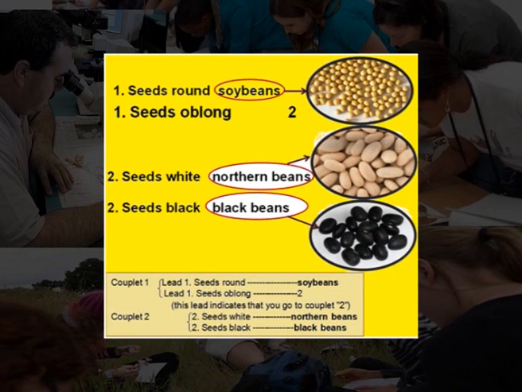For example, couplet 1 has two leads. The first lead of this couplet is seeds round, which signifies soya beans. Then the second lead of the first couplet is seeds oblong. It indicates that we have to move to couplet number 2. The couplet 2 has two leads with seeds white, which demarcates northern beans, and seeds black, which demarcates black beans.